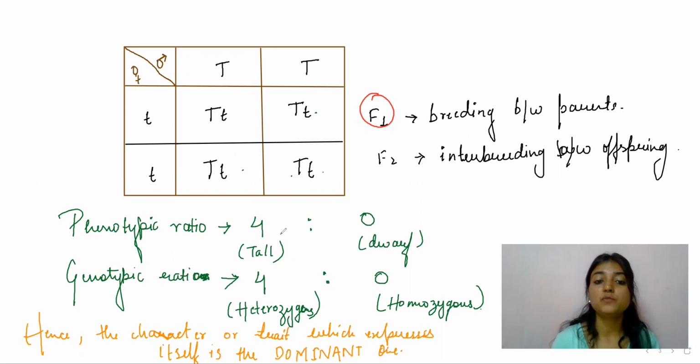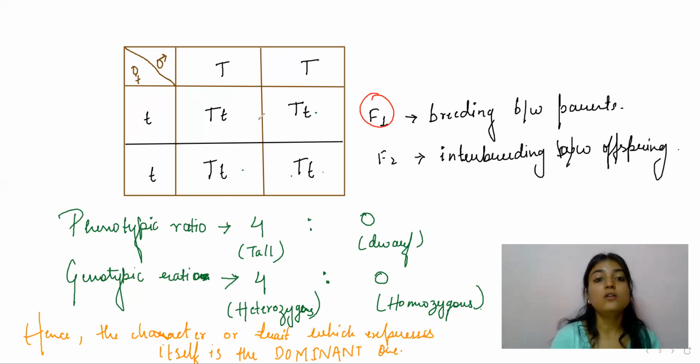Now the phenotypic ratio will be 4:0 as all the offspring obtained are tall in nature. The genotypic ratio, that is the genetic makeup of an organism, is 4:0 again. 4 is the heterozygous and 0 is the homozygous. Hence, here we see that the character or trait which is expressing itself is the dominant one.